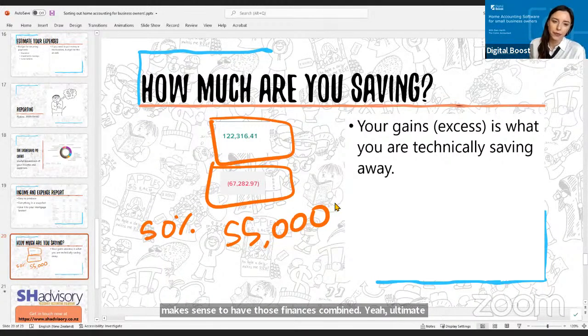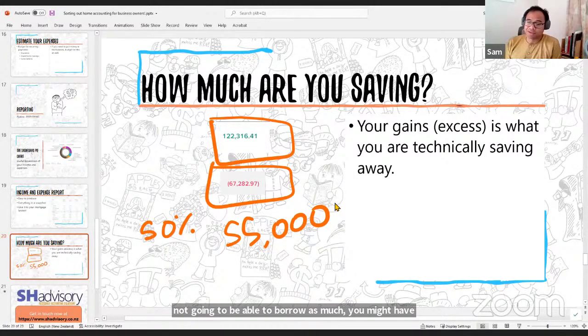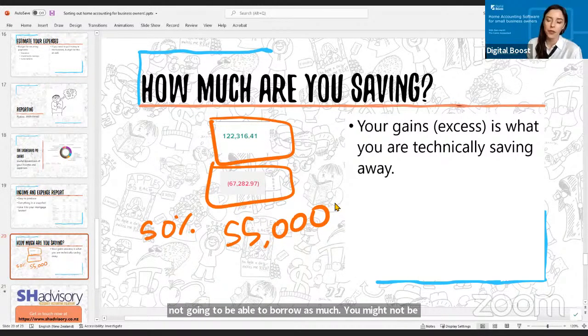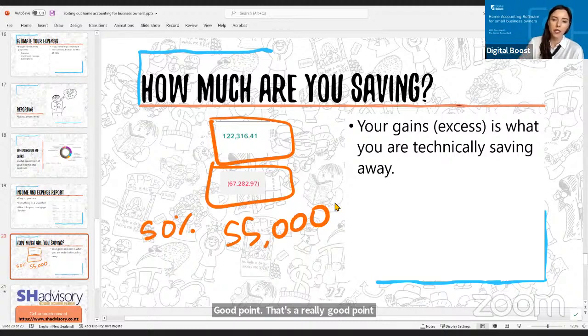Because ultimately, if you're looking at buying a house, it's going to be easier for you to buy a house together. Financiers will look at you more favorably if you're combining your accounts together with your spouse or your partner, rather than making the application based on your income alone. You're not going to be able to borrow as much. You might not be able to get the house that you're going to live in with that other person anyway. Good point. That's a really good point. Oh, Sam, always such great insight.